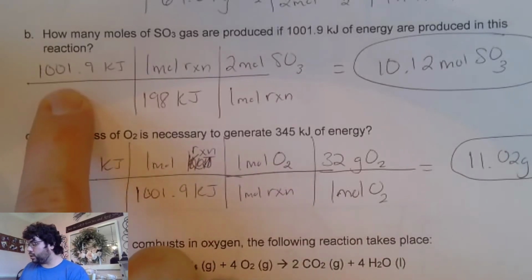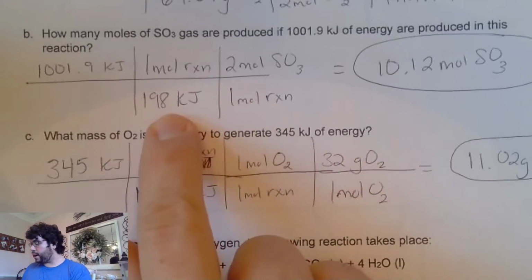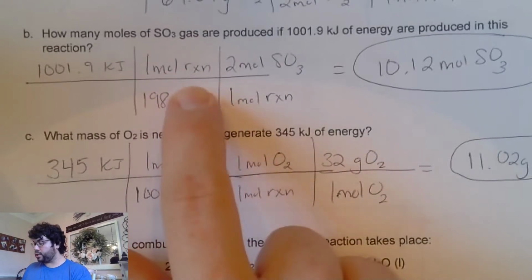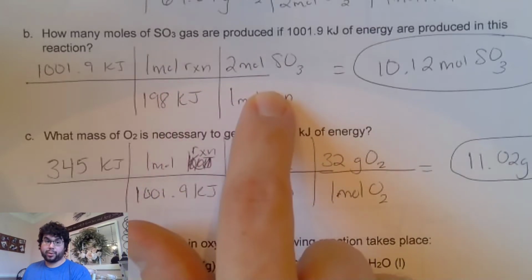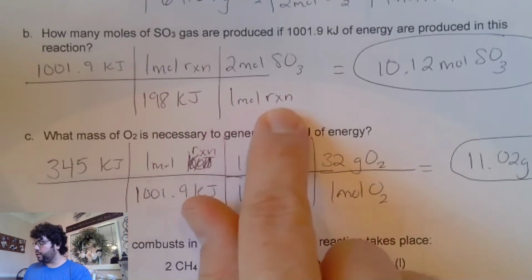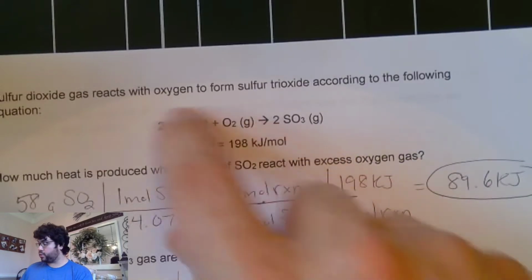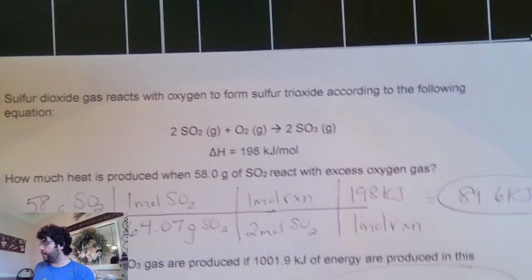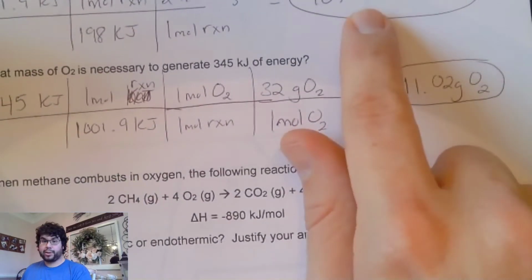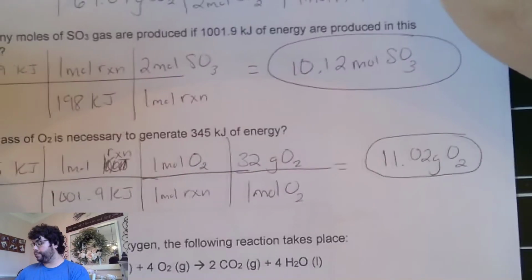So 1001.9 kilojoules of energy, if those are taken in, how many times did the reaction occur? So 198 kilojoules per mole of the reaction, and then we're going to multiply by the ratio between the mole of reaction and the number of moles of sulfur trioxide. It's again a 2 to 1 ratio. So for every 1 time this reaction occurs, we get 2 moles of SO3. And so do the math there, and we get 10.12 moles of SO3.